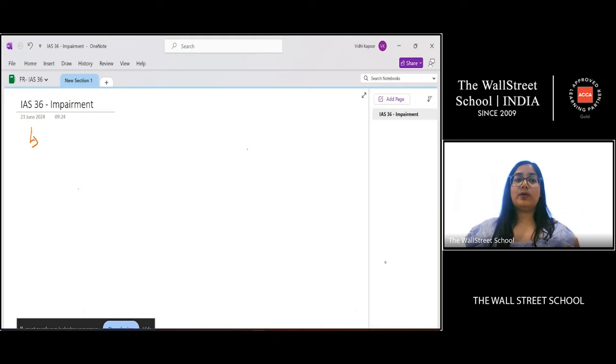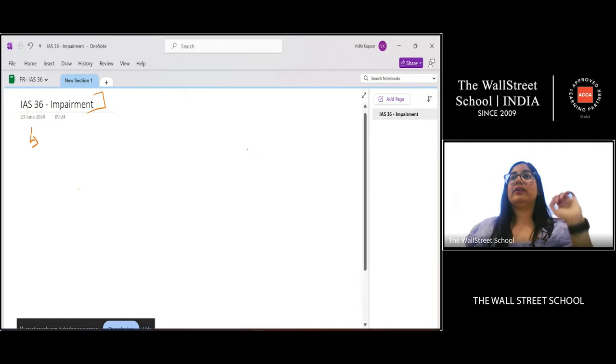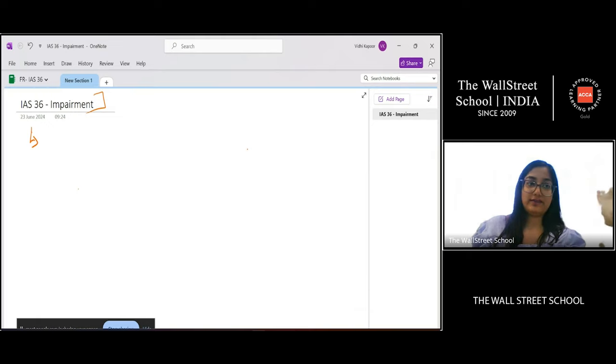Moving on, we'll start with accounting standard 36, that is impairment. So I'll write the notes for you and you can note it down for now, and then I'll explain it together.